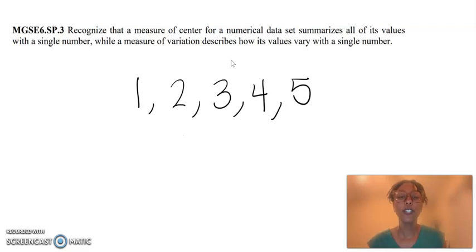So if you just think, what's center? Center is in the middle, and we have a numerical data set. That's very important. With this, we have 5 numbers. So if I think about the middle, what I'm going to naturally assume is that the number in the middle is 3. So let's highlight or circle 3.